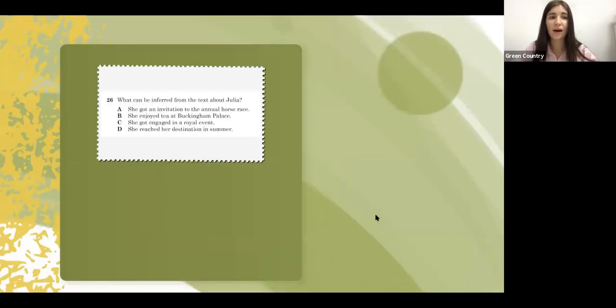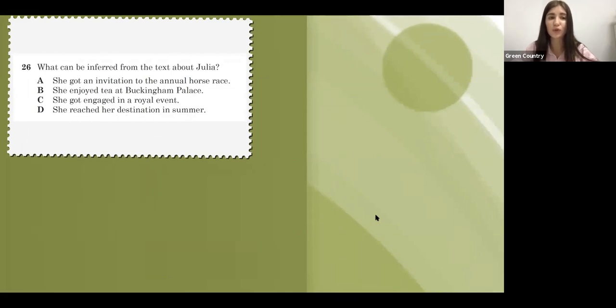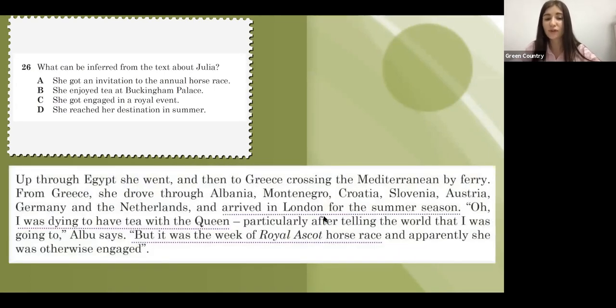Okay, 26. What can be inferred from the text about Julia? So what can we know from the text about Julia? In this question, we need to sum up all the text, so all the text completely. And let's have a look at the options. Got an invitation to the annual horse race, enjoyed tea at the palace, got engaged, royal event, and reached destination in summer. Okay. Let's remember, what does it mean to get engaged? To get engaged means to make your relationship official, but before marriage, like a kind of proposal. Let's have a look at the text. The first phrase, arrived in London for the summer season. So this is option D, like synonyms. Okay, let's keep it in mind.